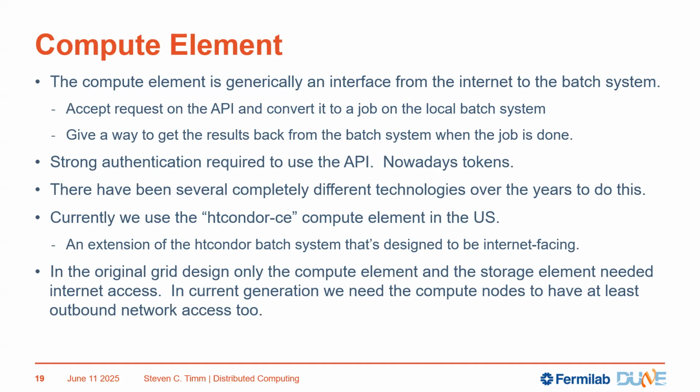So there's a strong authentication system on the API. Nowadays it is tokens. There have been several completely different technologies over the years to do this. The common one, in the US at least, is called HTCondor-CE. That's an extension of the HTCondor batch system designed to be internet facing. So you have HTCondor-CE that takes your token and gets your job in from the internet, and it transfers it over to a local scheduler for you to actually run.